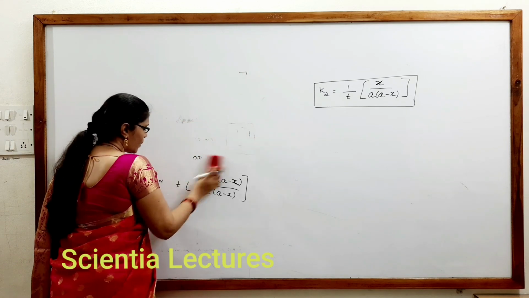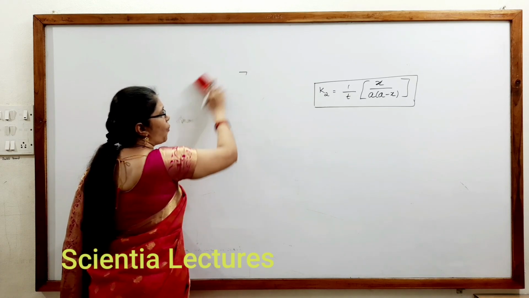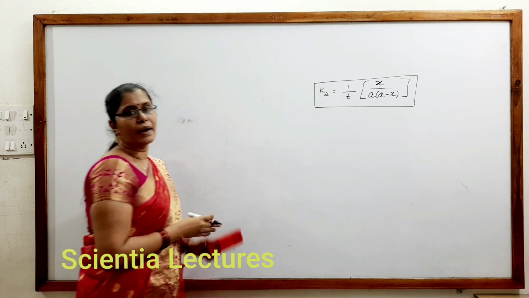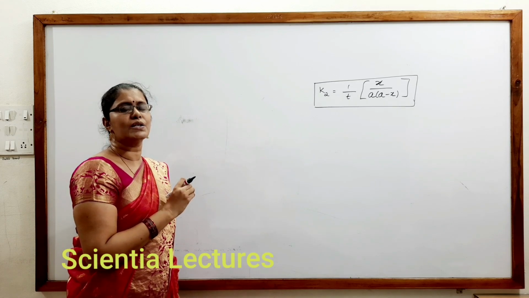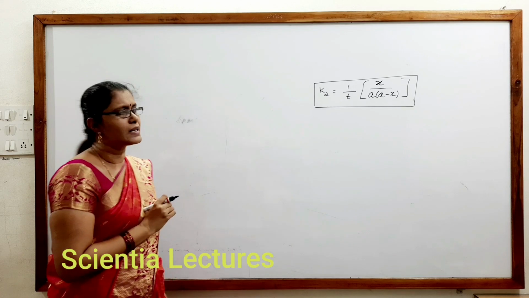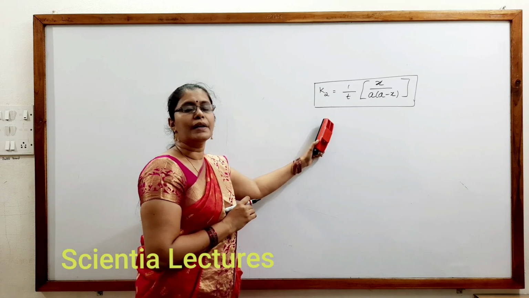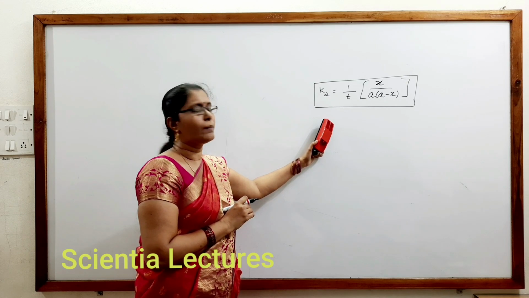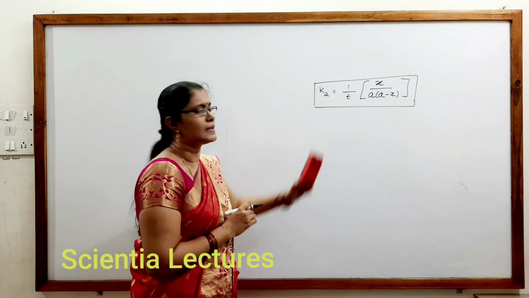Now what are the second order rate equations? What is its representation? K2 is equal to 1 by t into [1 by (a minus x) minus 1 by a]. These derivations we have checked in the previous module itself. If you take the LCM of it, what you will get is K2 is equal to 1 by t into x by a into (a minus x).